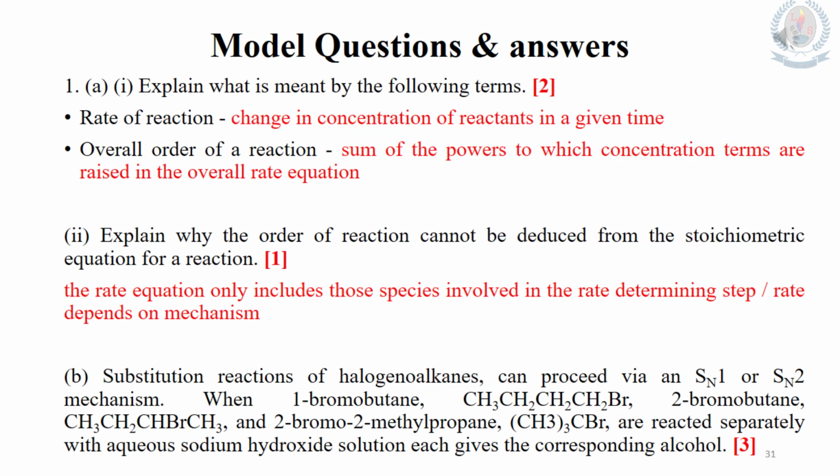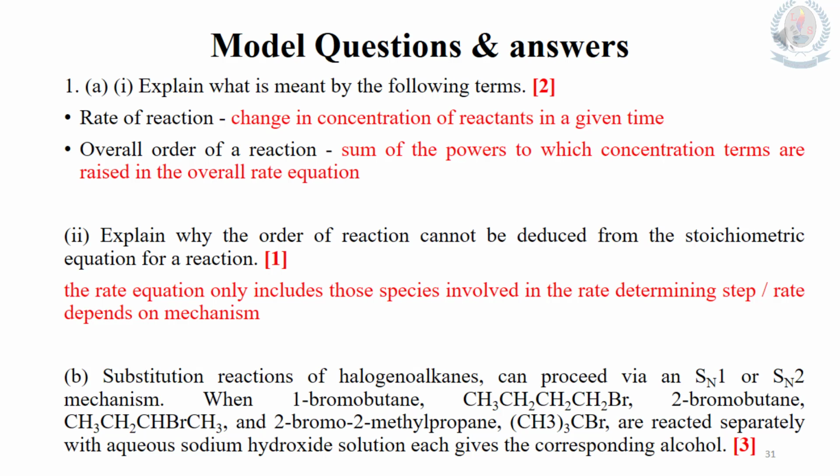Now we will discuss model questions and answers. Question number 1. Explain what is meant by the following terms. Number 1. Rate of reaction. Rate of reaction means change in concentration of reactants in a given time, or we can say change in concentration of products in a given time. Next definition, they are asking overall order of a reaction. It is the sum of the powers to which concentration terms are raised in the overall rate equation.